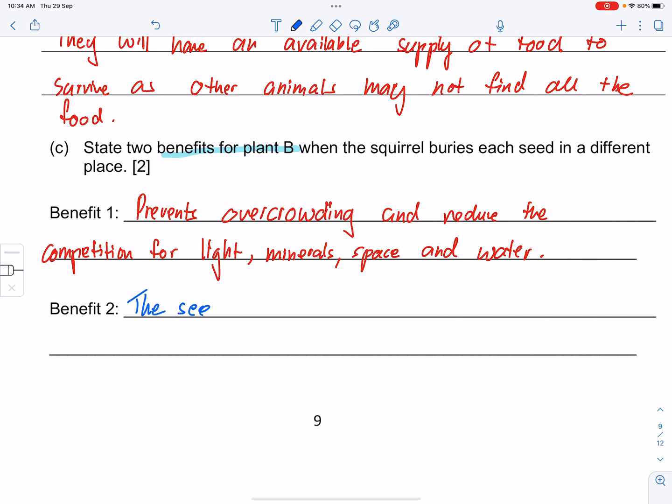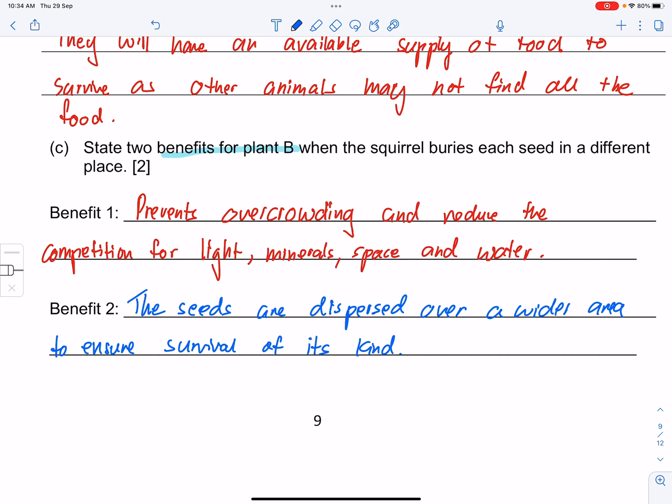Okay, so the seeds are dispersed over a wider area to ensure survival of its kind. Okay?